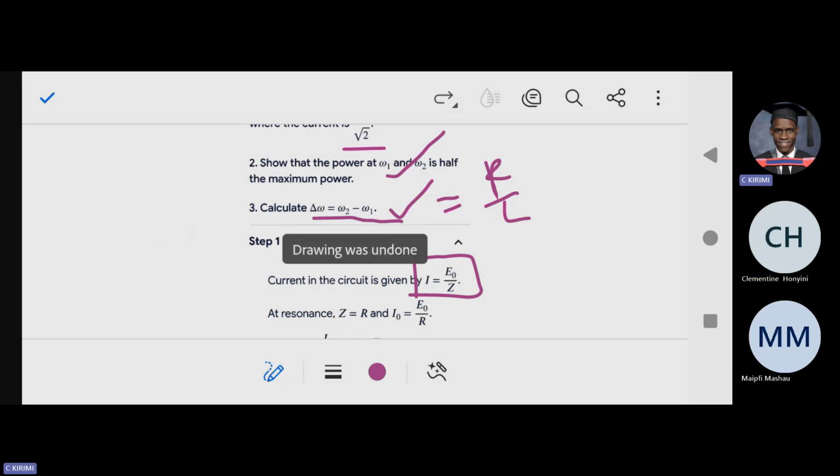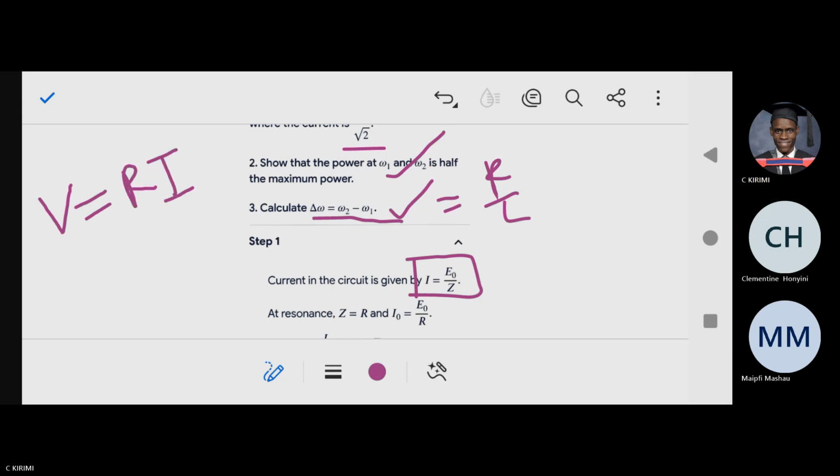From your metric physics, voltage is equal to resistance times what? Current. Times current, isn't it? Which is the same with here. We are given EMF, which is the voltage. This E naught, it's EMF.